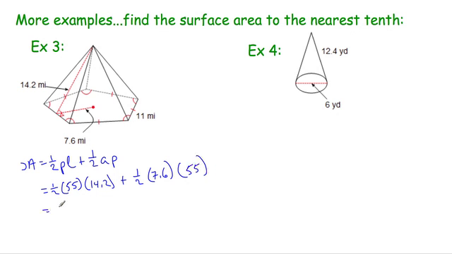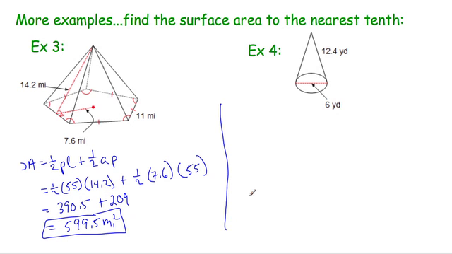All right, so let's multiply those out. This is going to be 390.5 plus 209. Put those together, and we get 599.5 miles squared. All right. It said round to the nearest tenth, and we did round to the nearest tenth. Let's do this one over here.